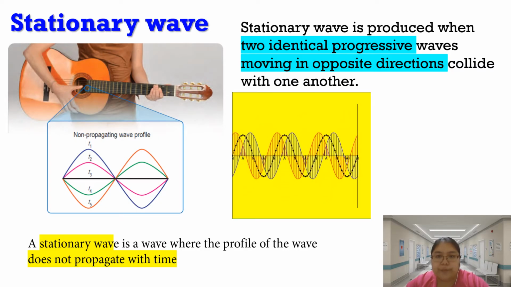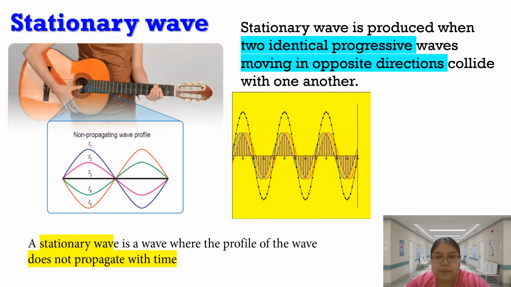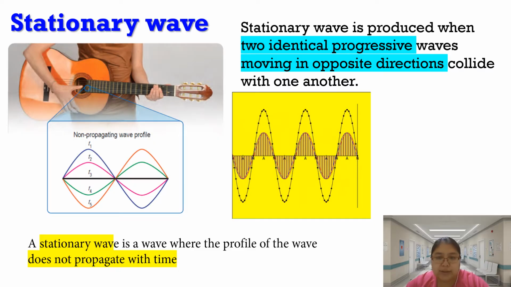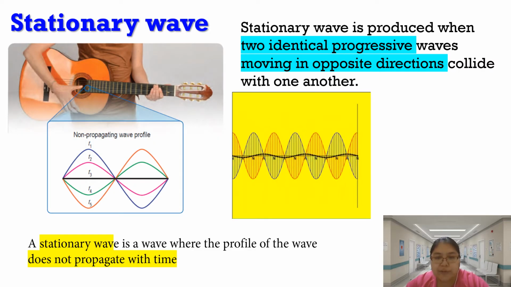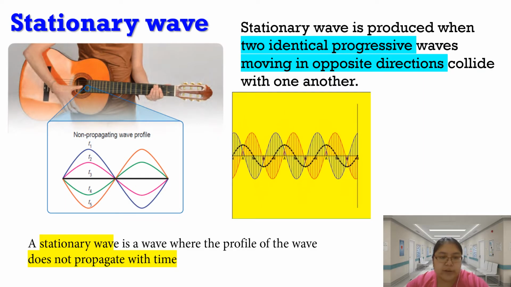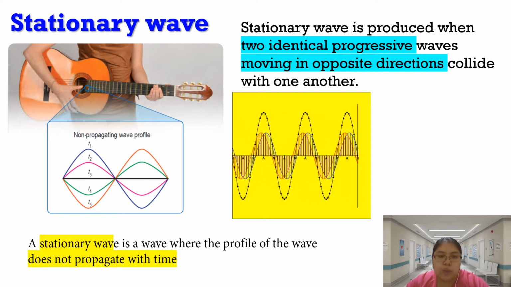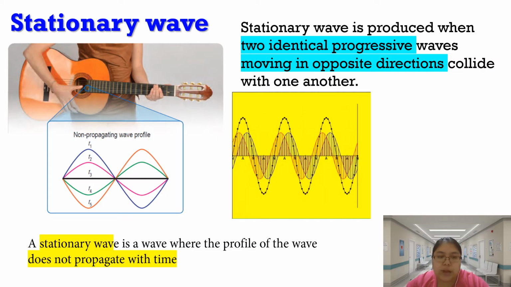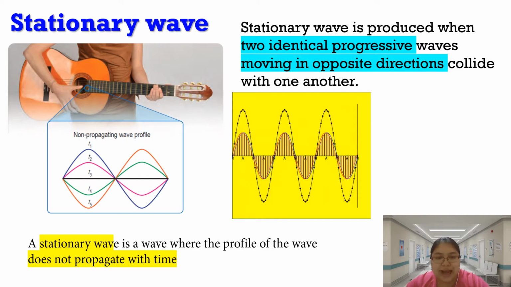The waves together have the same maximum height. Then after that, they move in opposite directions. So then after that, they will collide with each other. This one we call a stationary wave. Another explanation for a stationary wave is the wave where the profile of the wave does not propagate with time. So that means when they are just produced, they will always stay on the same path. They never travel with time. They will be stationary there. This one we call a stationary wave.